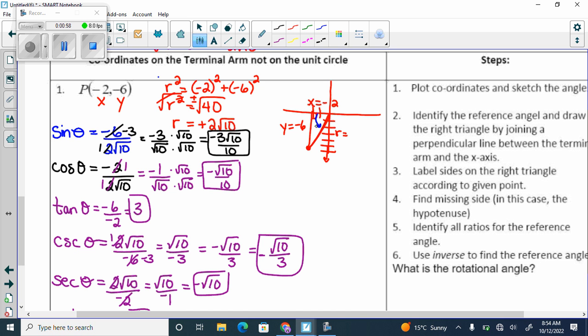So I have tan theta equals 3. So reference theta equals tan inverse of 3. And I don't have to make it positive because it already is positive. And we're going to do them in degrees. So we're going to make sure we're in degree mode.